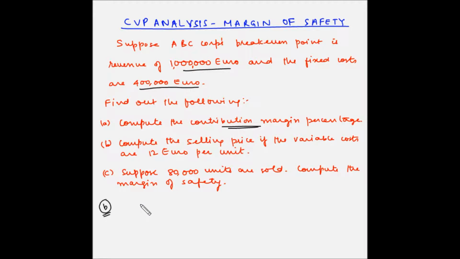Now we know that the break-even point in terms of revenue is equal to the fixed cost divided by the contribution margin percent.